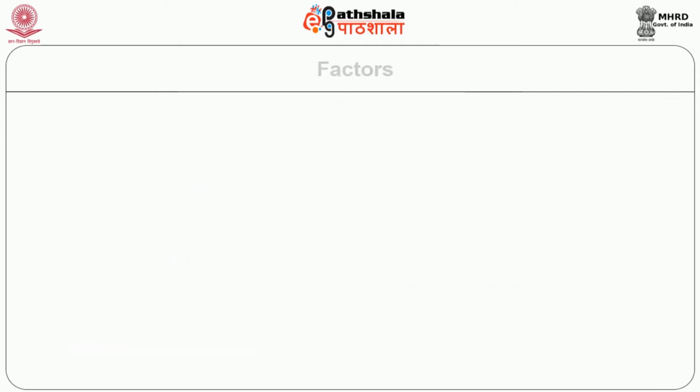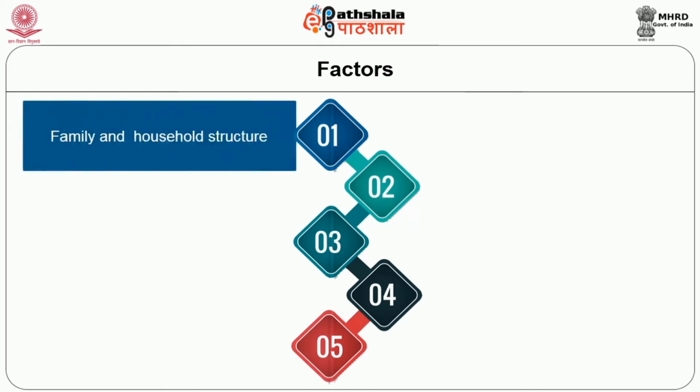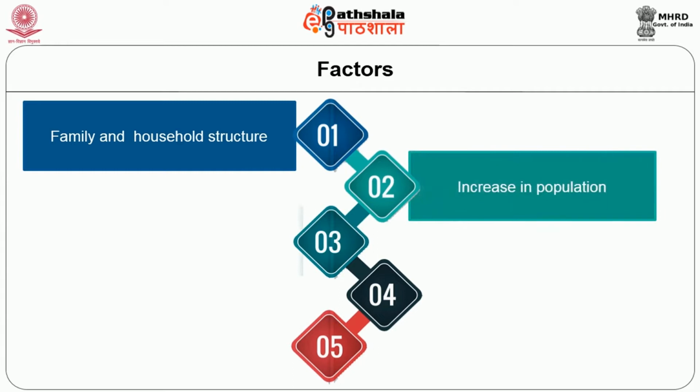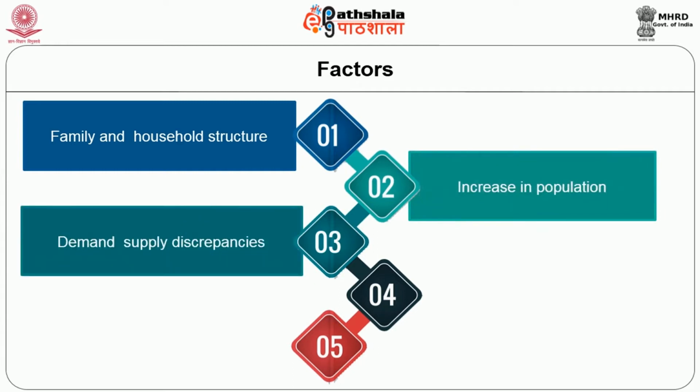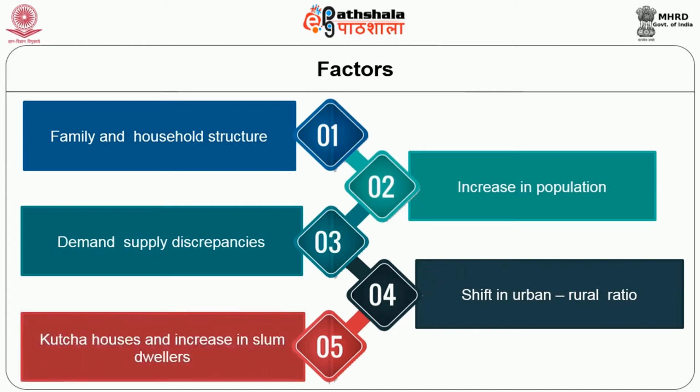So this aspect presents the issue in 2 colors, namely qualitative and quantitative attributes. Many factors like changes in family and household structure, increase in population, demand-supply discrepancies, shift in urban-rural ratio, kacha houses, and increase in slum dwellers, to name a few, contribute greatly to housing shortage in quantitative terms.